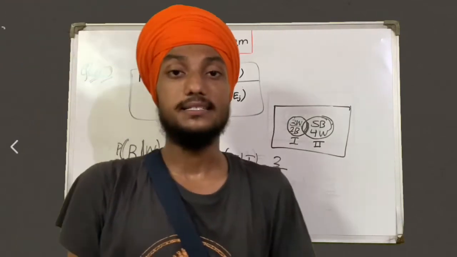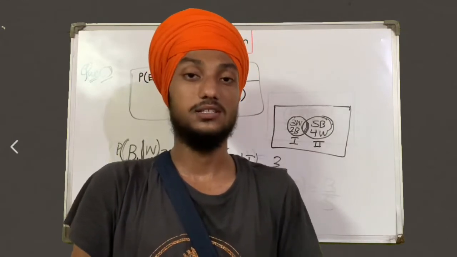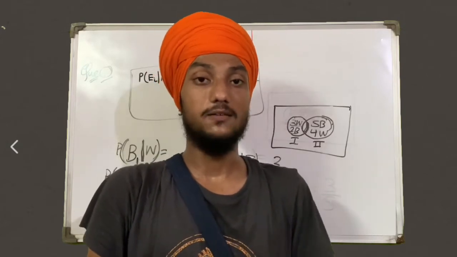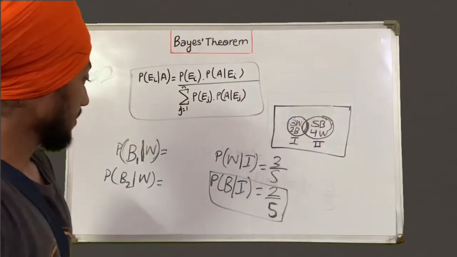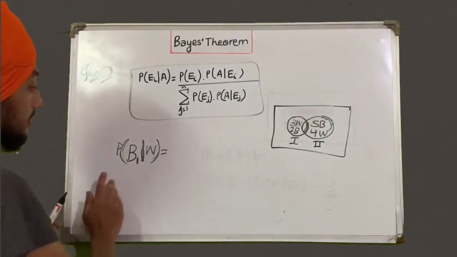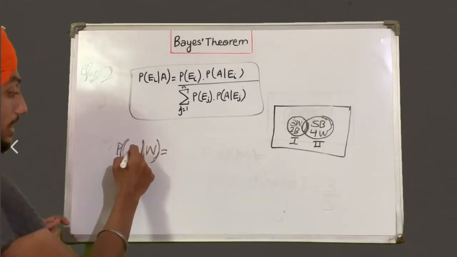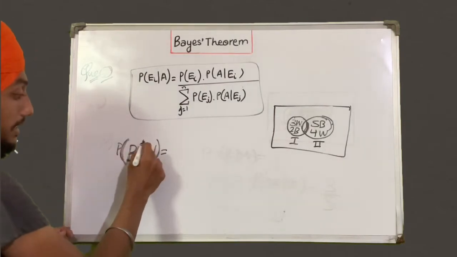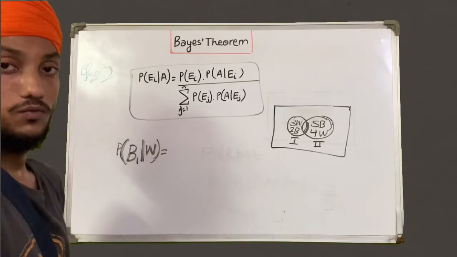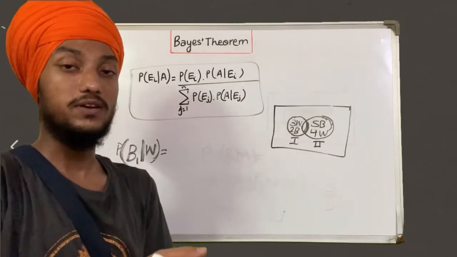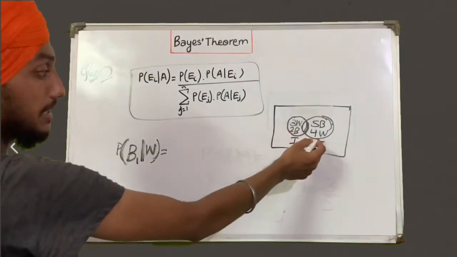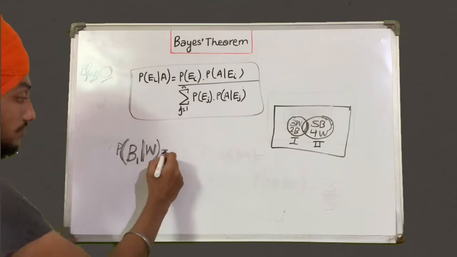Here Thomas Bayes gives us the formula for calculating this problem. So let's look at what Bayes theorem exactly tells us. We have to find the probability of bag number 1, given that the white ball we have taken from any particular bag came from bag number 1, because we know here we have 5 balls and here we have 9 balls.